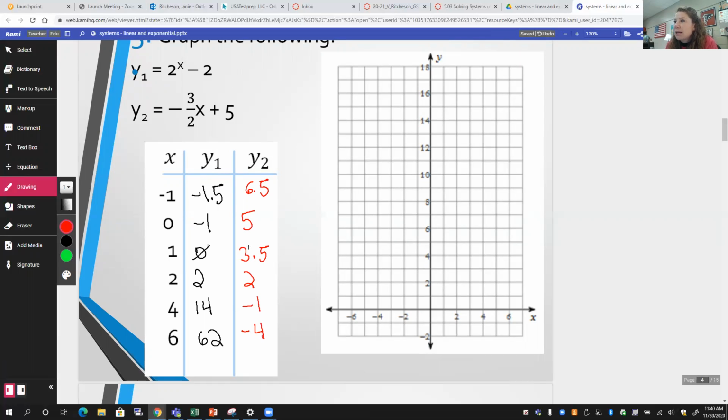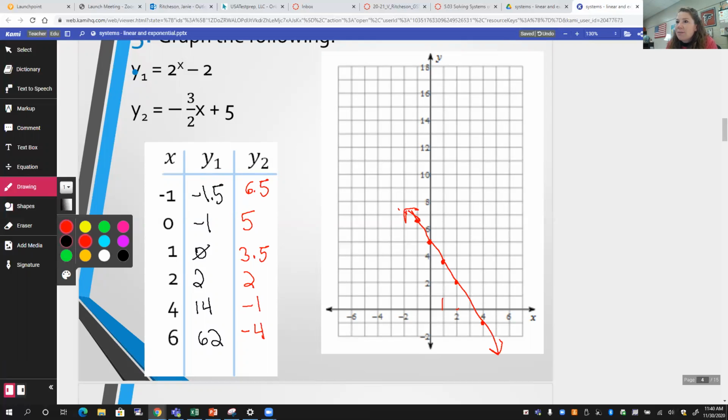So we're gonna go left 1, up 6.5, 0, 5, 1, 3.5, 2, 2, 4, -1, and 6, -4. So, oh, I would have missed that first dot. Maybe if you guys have a ruler, it'll be less stressful for you guys.